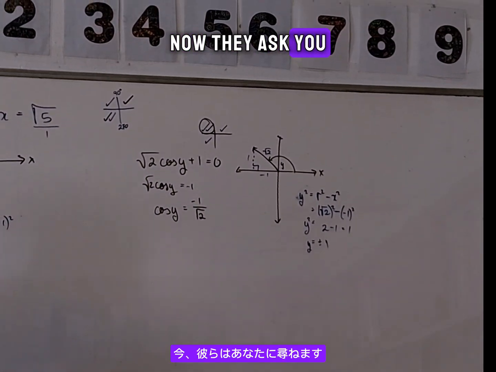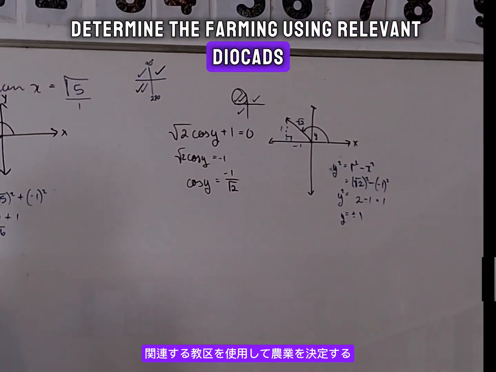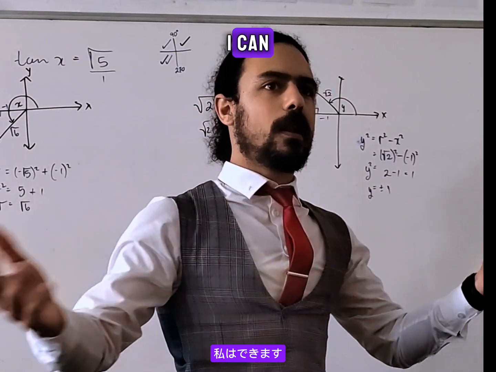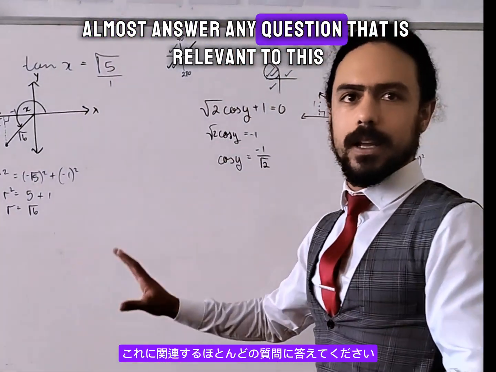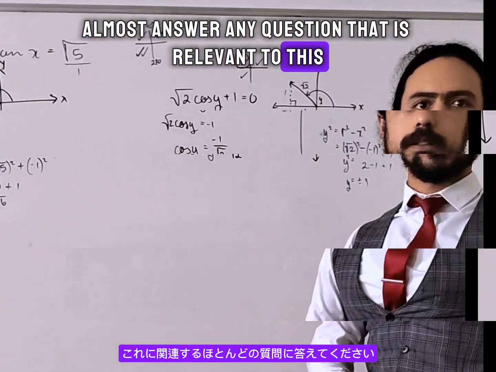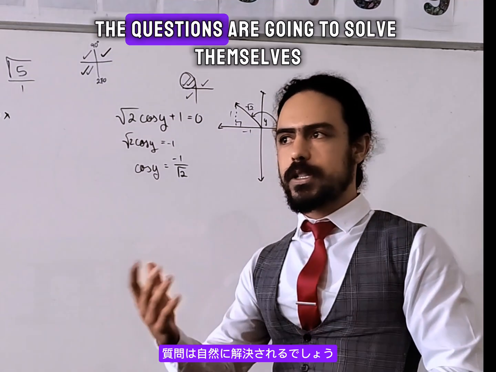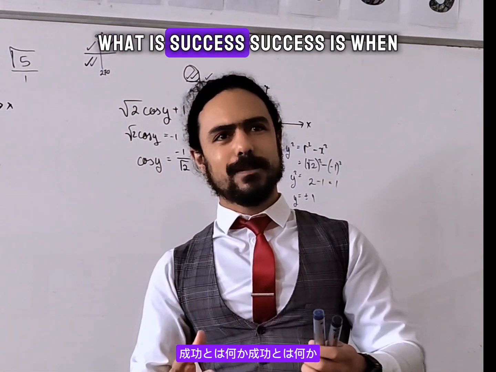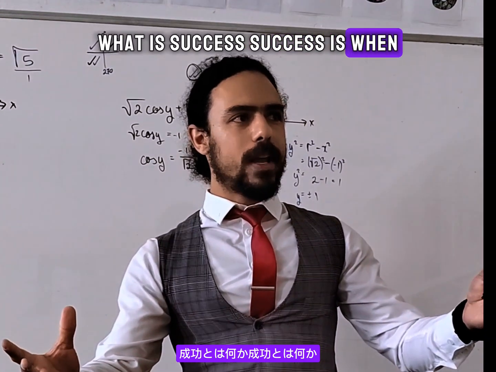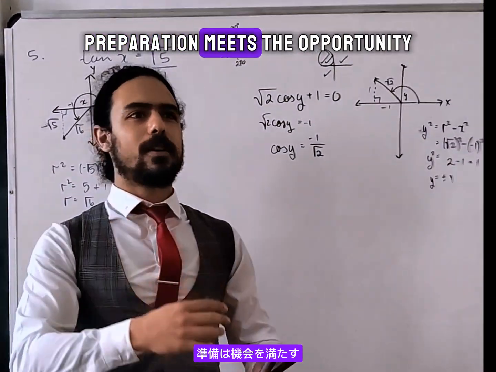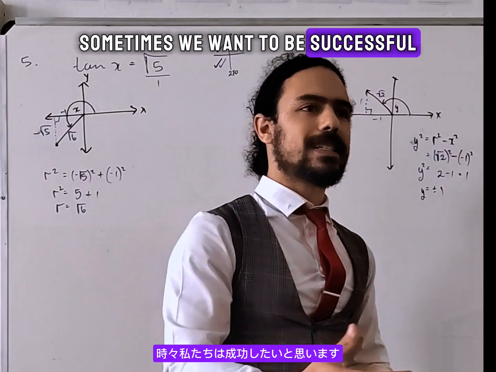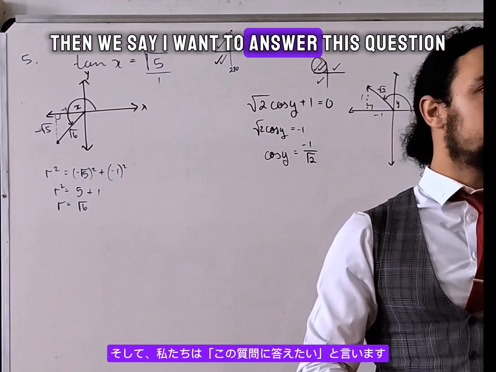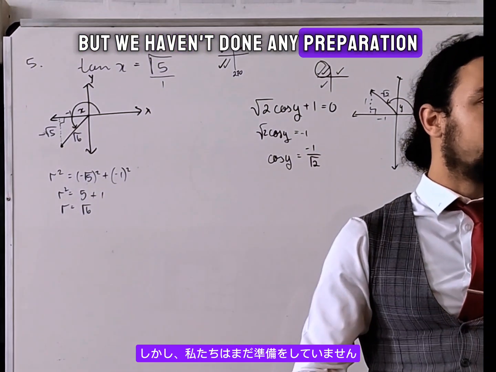Now they ask you, determine the following using relevant diagrams. I've already done my prep work. My preparation is done. Now I can almost answer any question that is relevant to this. Sometimes we look at the questions and we think the questions are going to solve themselves without doing any prep work. What is success? Success is when preparation meets the opportunity. So sometimes we want to be successful, but we haven't done the preparation. Then we say, I want to answer this question, but we haven't done any preparation.